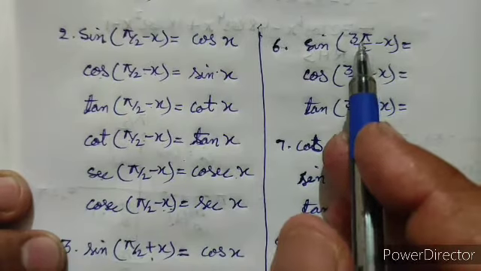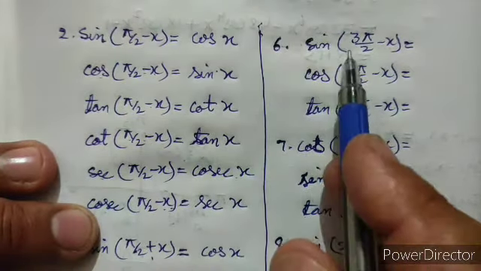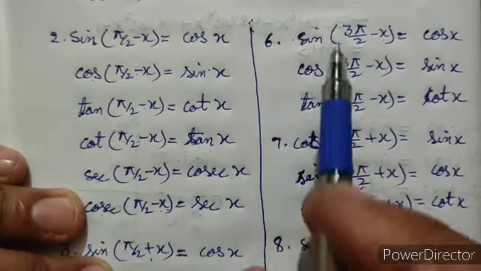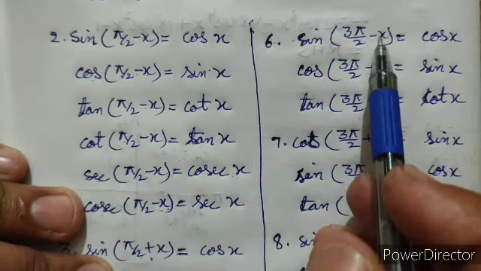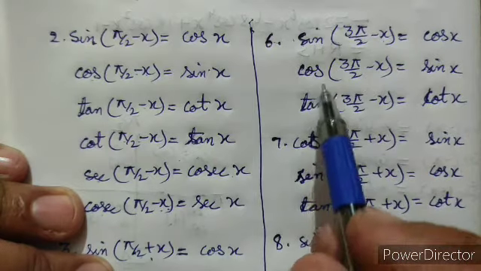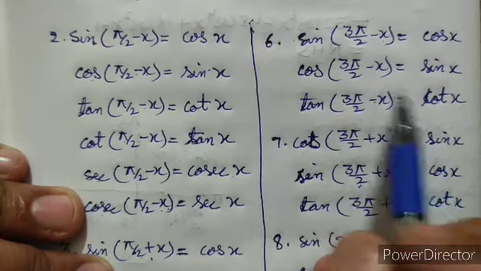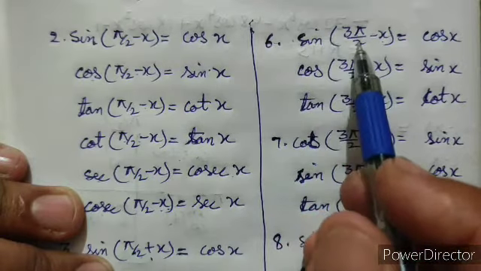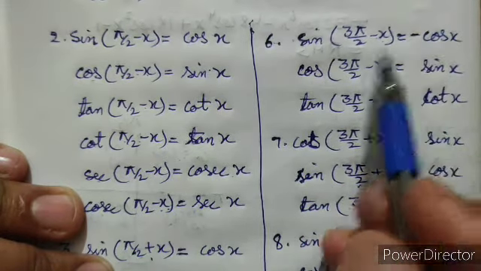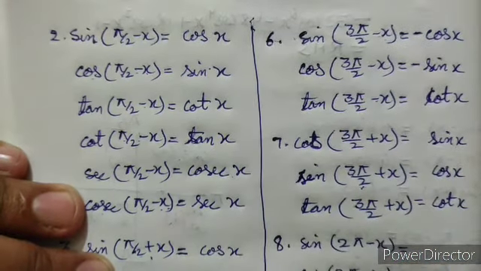Now for the angles 3 pi by 2 minus x and 3 pi by 2 plus x, the trigonometric functions will change. 3 pi by 2 minus x will come in the third quadrant, and in the third quadrant tan and cot are positive. So tan 3 pi by 2 minus x will be equal to cot x. But sine and cos are negative in the third quadrant. So sine 3 pi by 2 minus x will be equal to minus cos x. Cos 3 pi by 2 minus x will be equal to minus sin x.